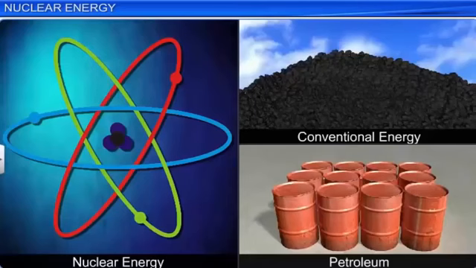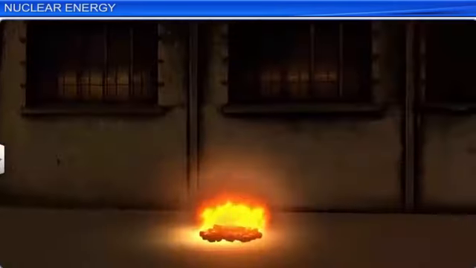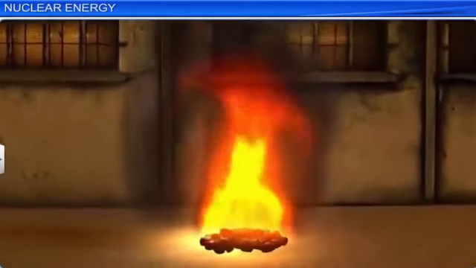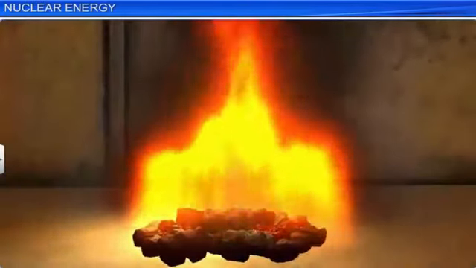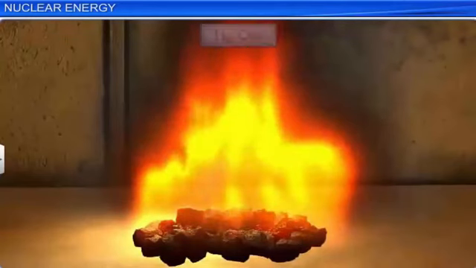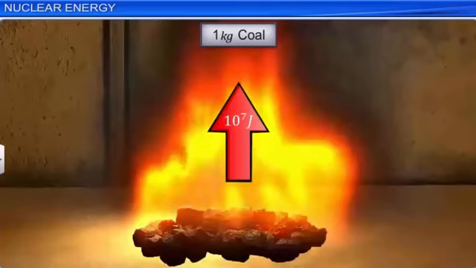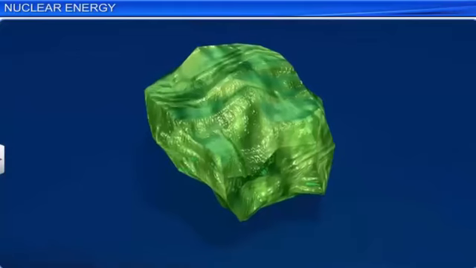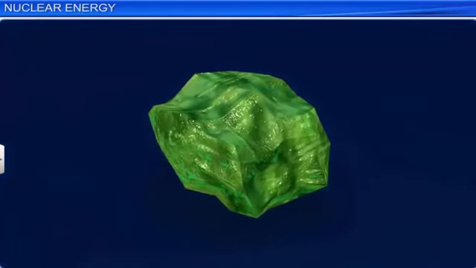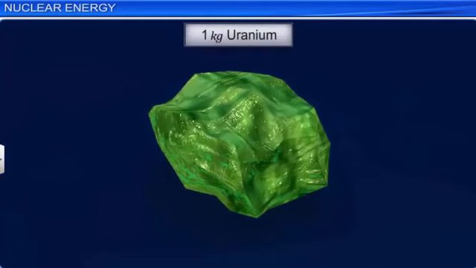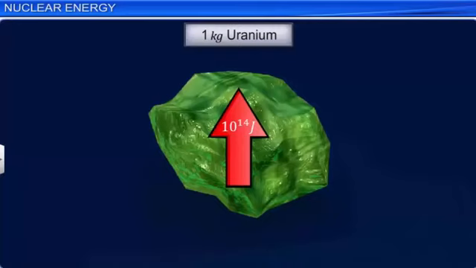Let us now compare this energy to that which is released when we use conventional energy resources like coal, petroleum, etc. Conventional energy resources release energy through chemical reactions. For example, when 1 kilogram of coal is burnt, the amount of energy released is about 10 to the power 7 joule. But the nuclear energy released in the fission of 1 kilogram of uranium is about 10 to the power 14 joule, which is a million times greater than that released by a conventional source of energy.